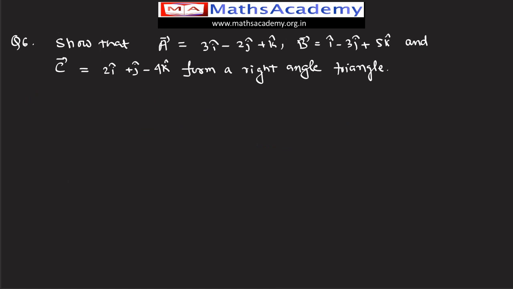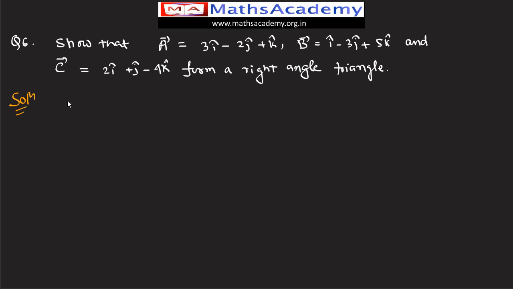Now show that these vectors form a right angle triangle. This is a beautiful question. Here, first of all, we try to check whether they are forming a triangle or not. To show that three vectors form a triangle, you have to show the sum of two vectors is the other vector, or that their resultant is 0.